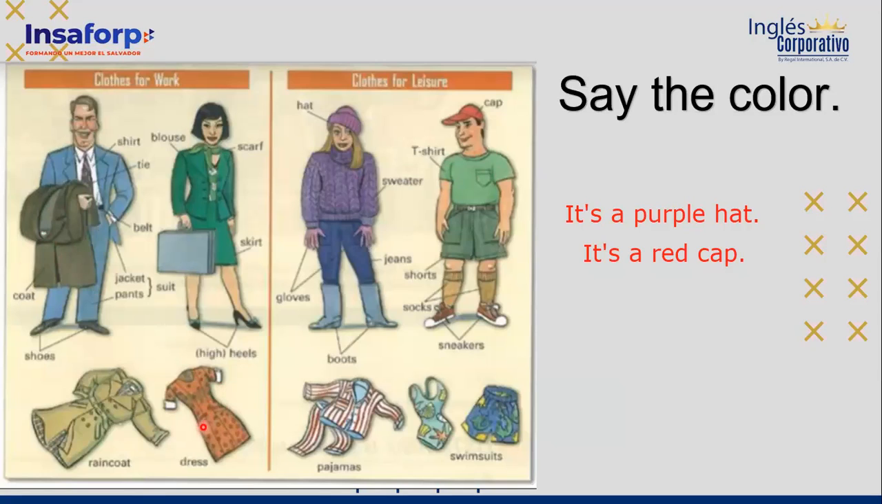It's an orange dress. It's an orange dress. Good. What about this? It's a green skirt. Okay, what about this one? Jeans.